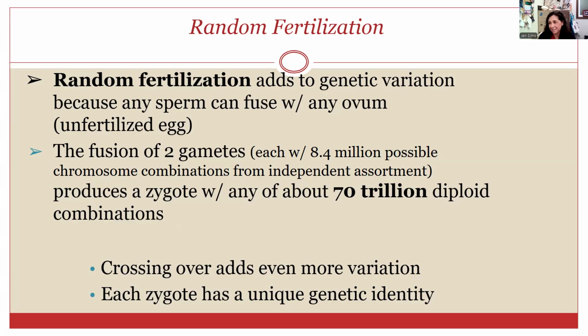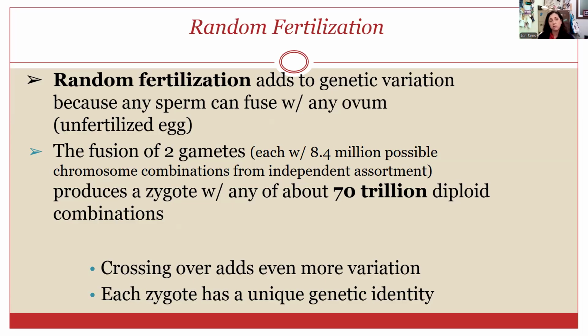Random fertilization just means that when males make sperm, they don't make just one sperm. They make huge amounts of sperm, like millions of sperm. Each and every one of those sperm has all these possible genetic combinations. Remember, it's that 8.4 million possibilities due to independent assortment, that 2 to the power of 23. Technically, crossing over adds even more possibilities than that. So that's crazier.